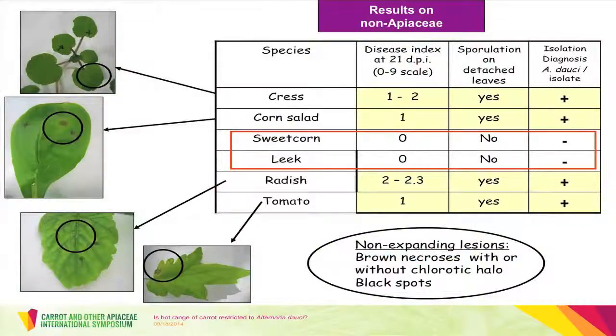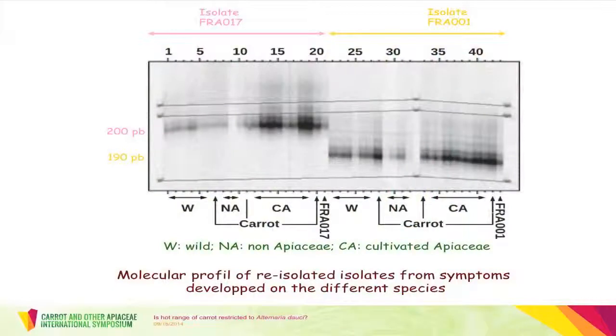So here, just to show you a picture of a molecular profile. Each lane is corresponding to a plant sample, and a band is a way to confirm that the fungus was identified in the plant and multiplied in the plant. So there were identification, as I told you, in all the species except leek and sweet corn of the pathogen.